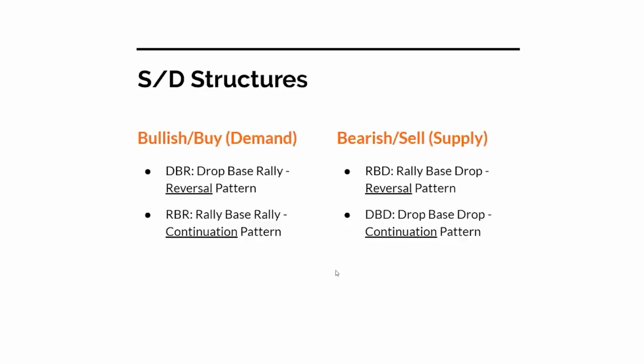So next is the supply and demand structures, and I have examples for all of these on the next slide. So we have bullish and bearish structures. The bullish or demand structures: you have a drop base rally, a DBR, which is a reversal pattern, and the other bullish or demand structure is a rally base rally, which is a continuation pattern. And it's the opposite for supply zones. You have a rally base drop, which is a reversal pattern, and you have a drop base drop, a continuation pattern. So let's go ahead and take a look at the examples.